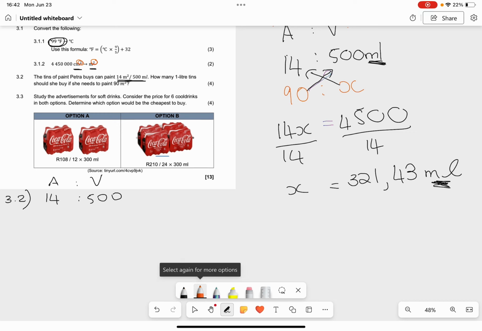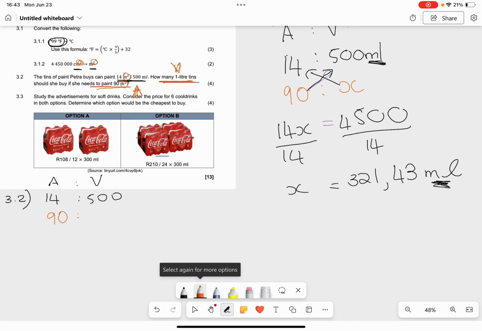Then they asked us a question. They said, how many 1 liter tins? So what are they asking here? They're asking for volume. Am I lying? No. Should she buy if she needs to paint 90 square meters? And they've given us an area. So we're going to take the area unit, which is 90, and we're going to put it underneath the area value. And mind you, the units are the same. It's square meters and square meters. That's why I don't need to convert anything first.